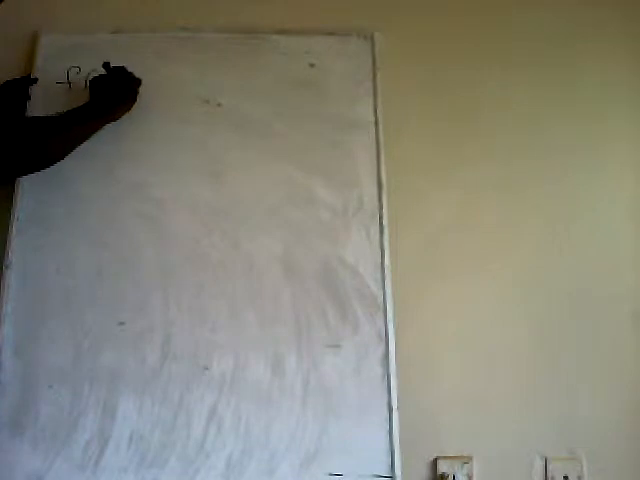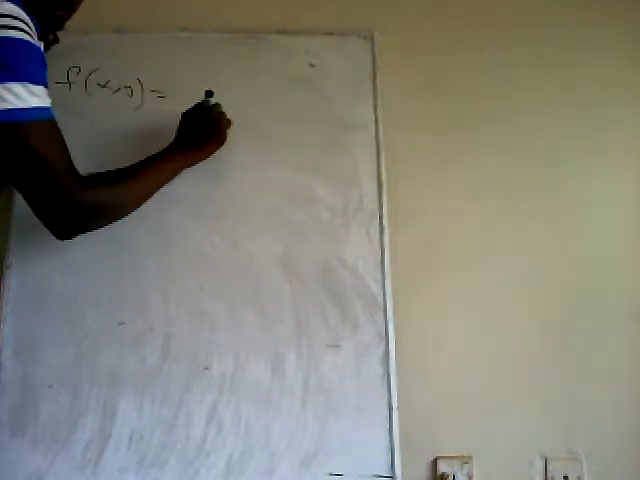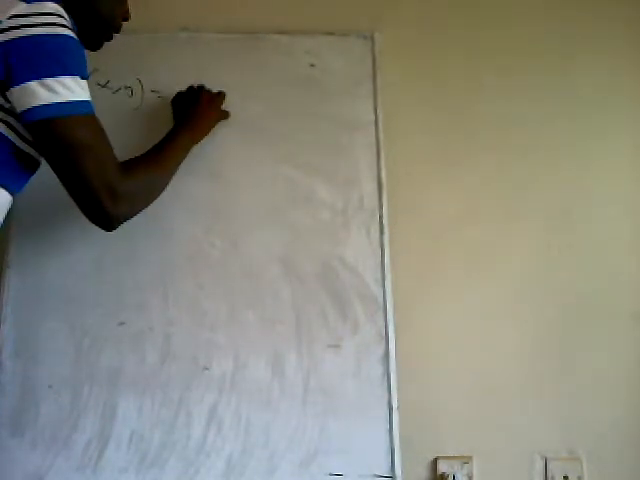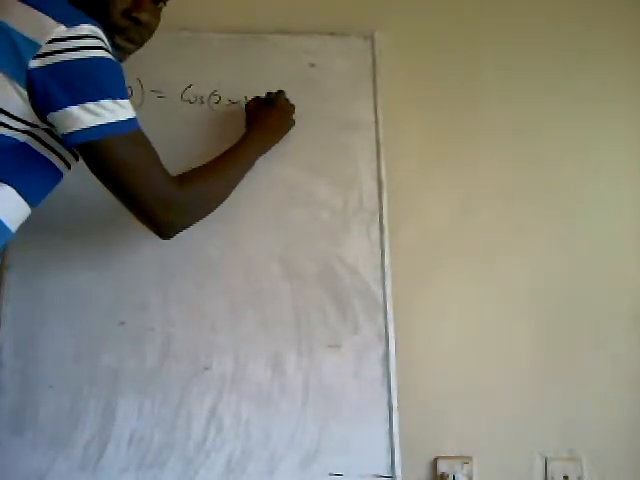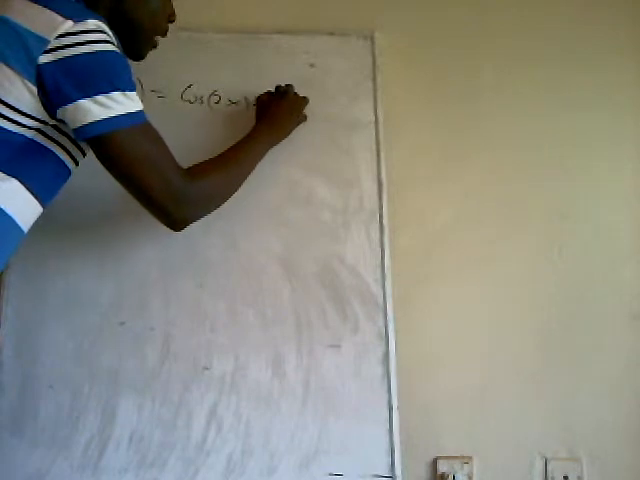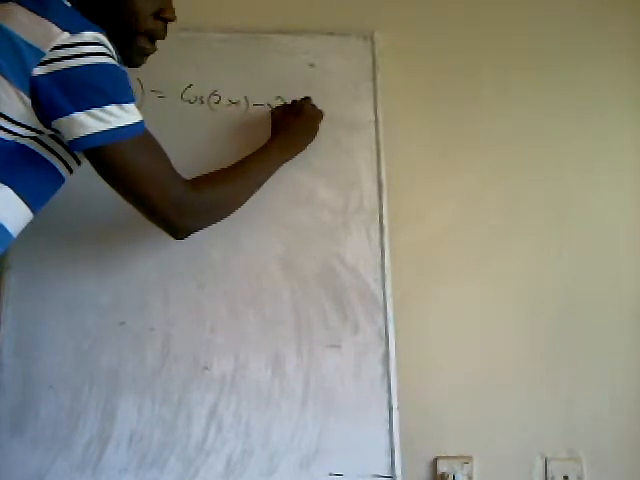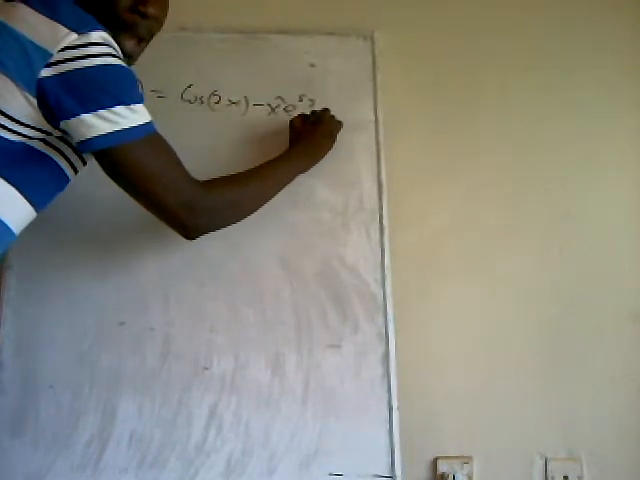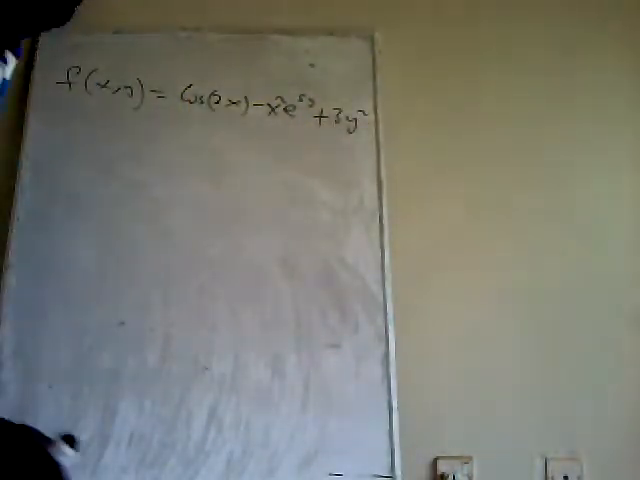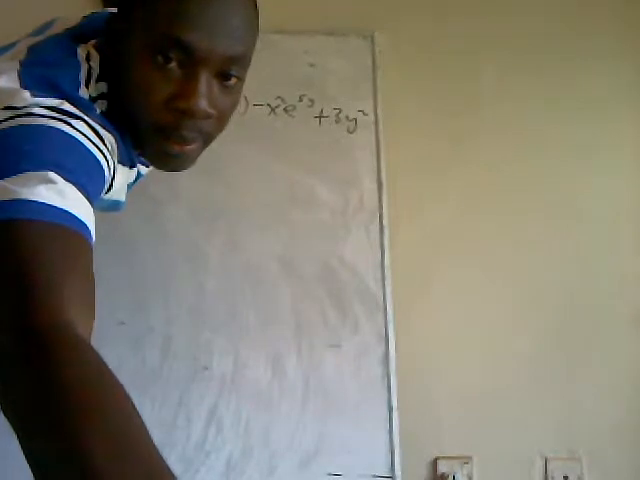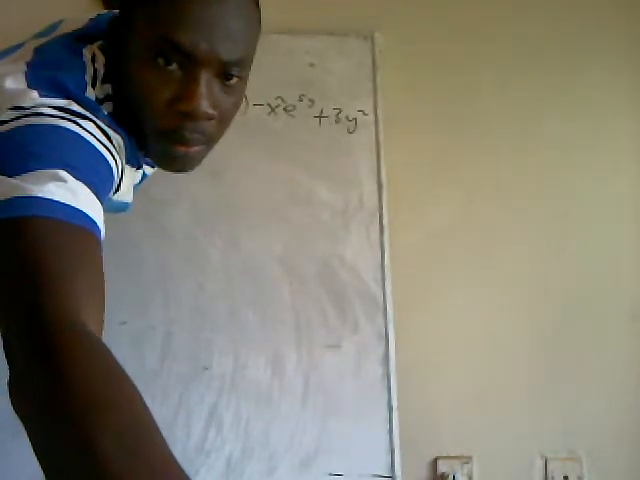If f of x, y is equal to cos 2x minus x squared e to the power 5y plus 3y squared, right? Let me check my time whether I'm in range. Okay, I am.